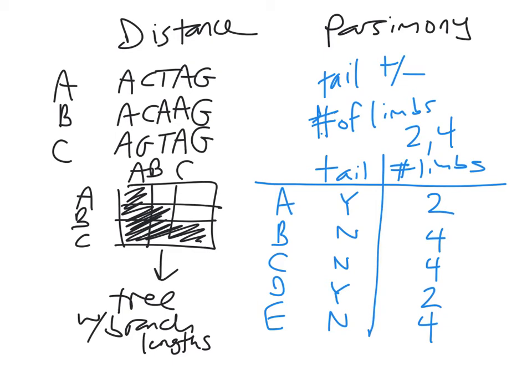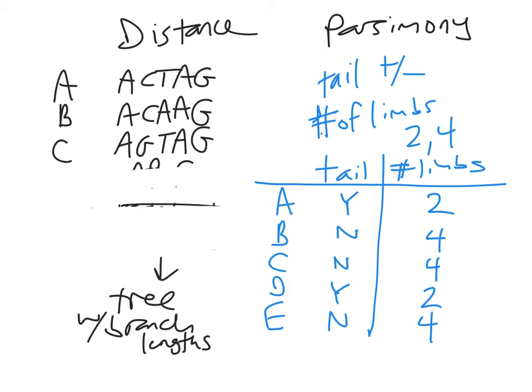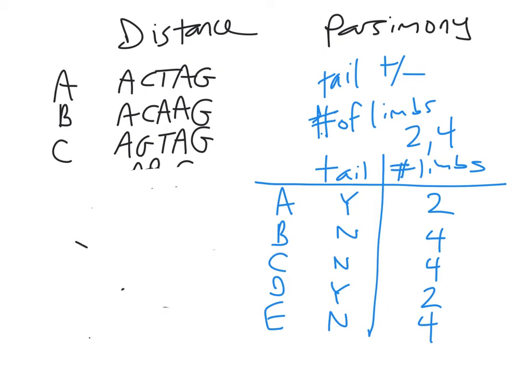So which species are most closely related to each other? Let's start there. So B and C are close relatives, and A and B are more close. B, C, and E all have the same pair of traits. They don't have tails and they have 4 limbs. And then A and D.